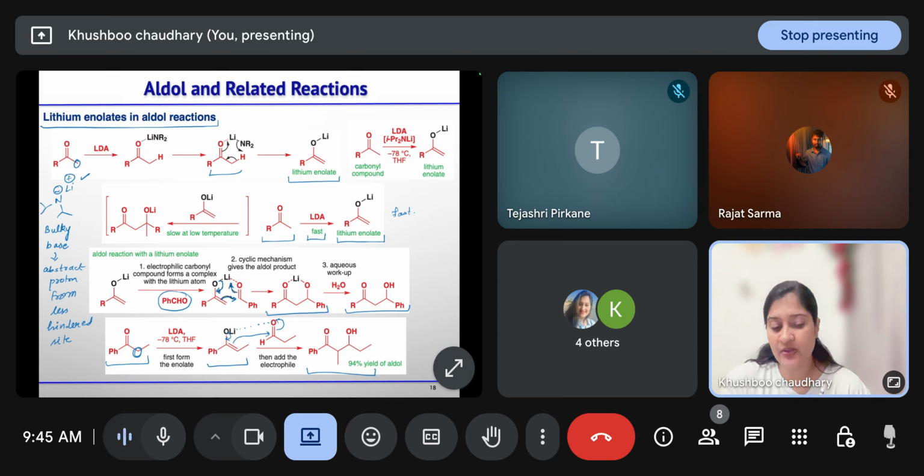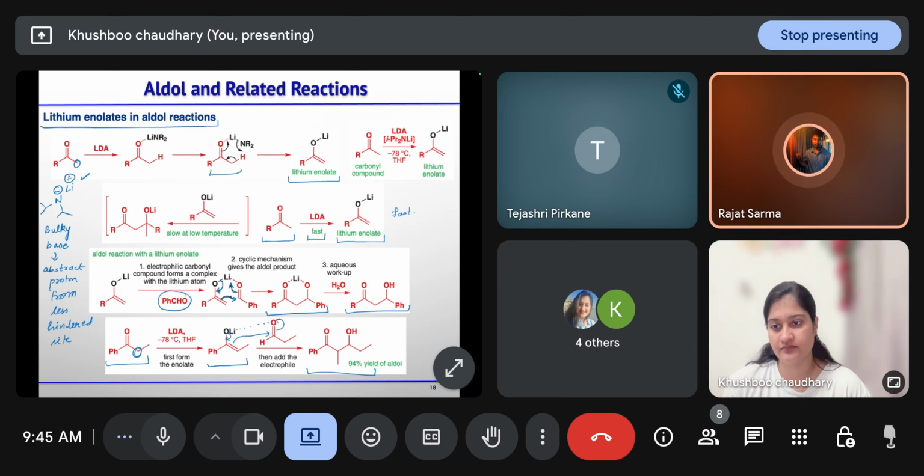How this lithium enolate will generate and how it will react, is this clear to everyone? Yes, ma'am, clear. Okay.